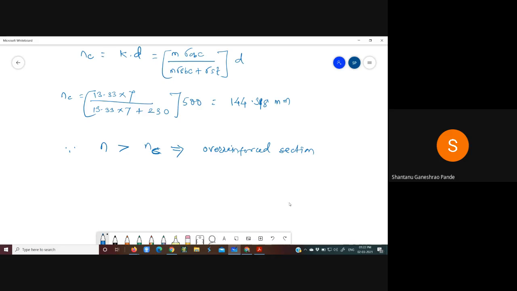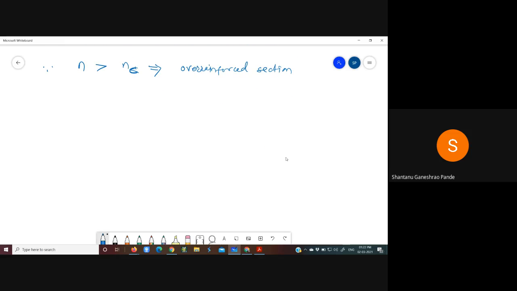Right. So I hope all of you are getting a clear idea about this. As we are getting N greater than NC, the section is over reinforced. If N would have been less than NC, it would have been analyzed as an under reinforced section.